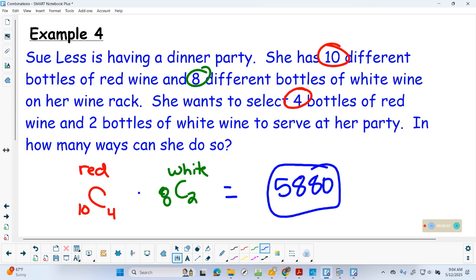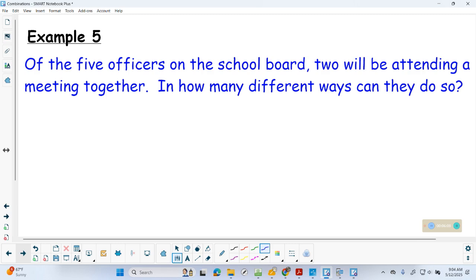Love it. Okay, flip it. All right, out of the 5 officers on the school board, 2 will be attending the meeting together. How many different ways can they do that? Okay. So of course there's 5 of them, 2 of them are going together. Easy peasy, order they go in doesn't matter. Punch it in.